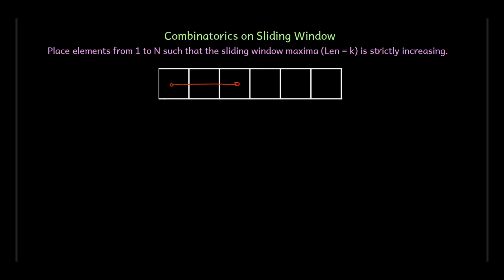So let's consider the first window. This is the first window of length k. Then it will have a maxima. I don't care whether it is the first maxima, second maxima, third maxima, or whatever. It will have a maxima. Let us call it b1. Then let us consider the second window. In this second window, either this maxima is retained, which is bad for us.